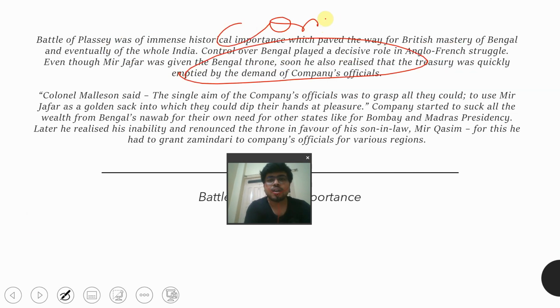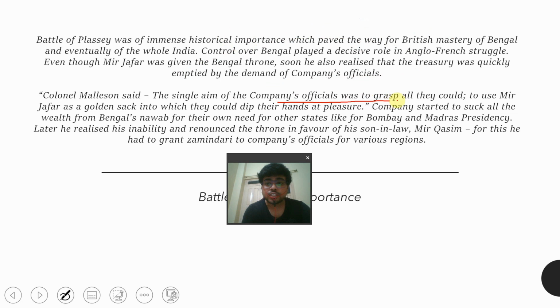The compensation, as we have already discussed, 3 lakh pounds and some more rupees was demanded in the second compensation for it. Colonel Malleson said at the time that the single aim of the company's officials was to grasp all they could, to use Mir Jafar as a golden sack into which they could dip their hand at pleasure. They would ask whatever they wanted, and he had to give it because they had made him sit on the throne.